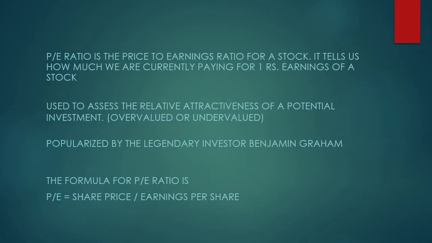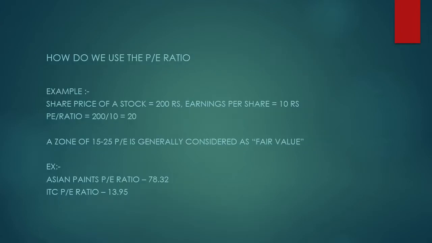So, what is the formula for PE ratio? PE ratio is calculated by dividing the share price of the stock by the earnings per share of that particular stock. So how do we use this PE ratio? An example here is, let's say the share price of the stock is 200 rupees and the earnings per share of that particular stock is just 10 rupees. The PE ratio would be nothing but 200 divided by 10, which is 20 for that particular stock.